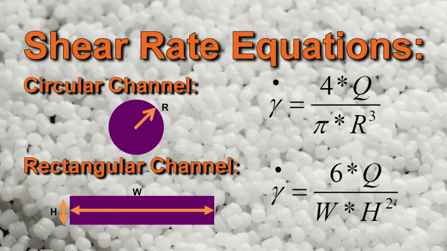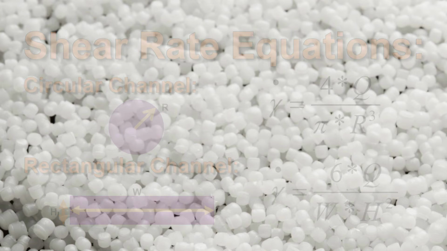From these equations, we can see that the volumetric flow rate of the molten polymer and the radius for a circular cross-section or the width and height for a rectangular cross-section are the variables influencing the shear rate, gamma dot. We also see that the shear rate is influenced most significantly by a change in the cross-section, which has an inverse exponential influence on the shear rate. Therefore, we want to ensure that we get those dimensions correct.